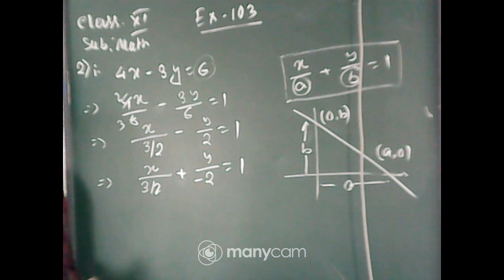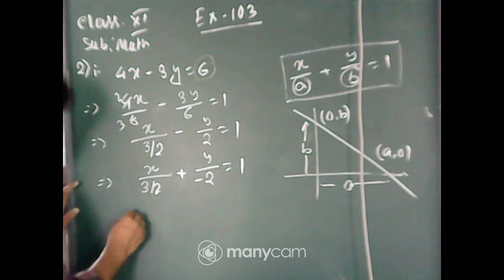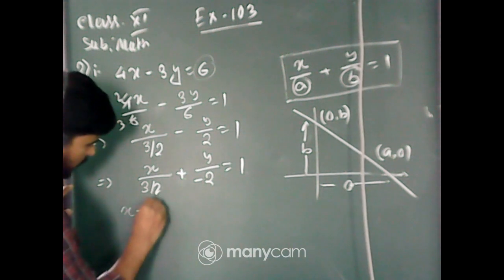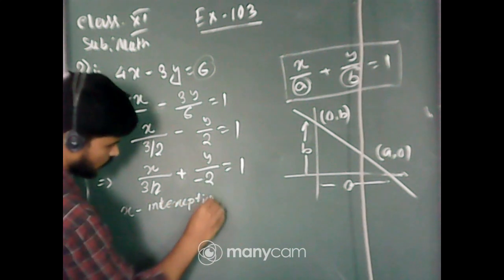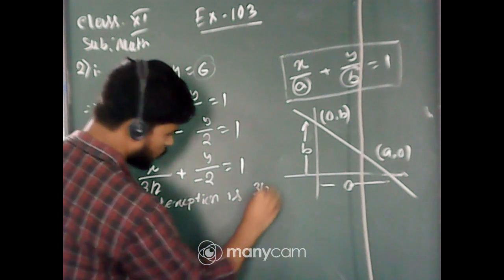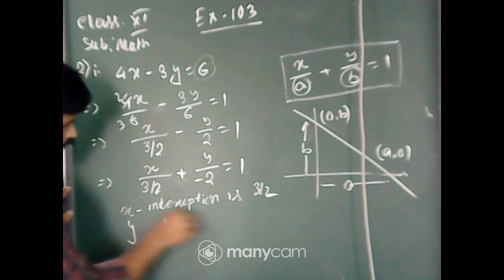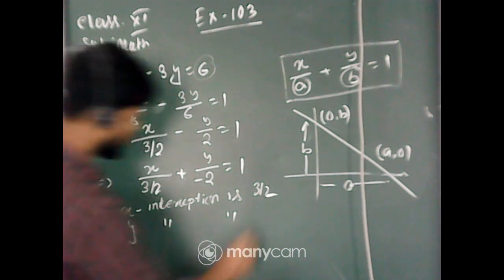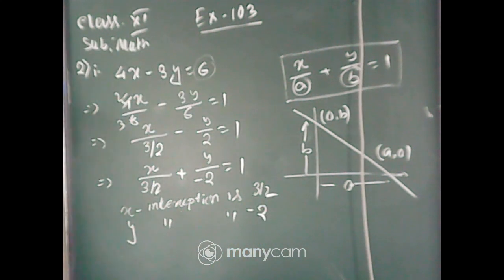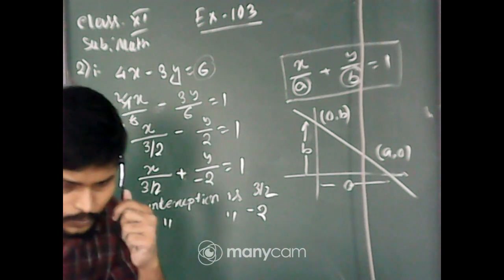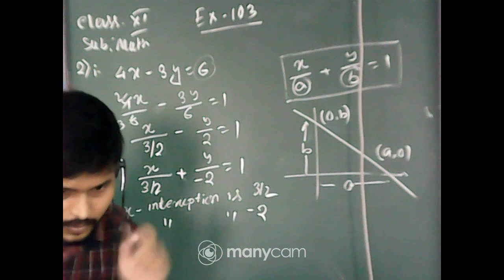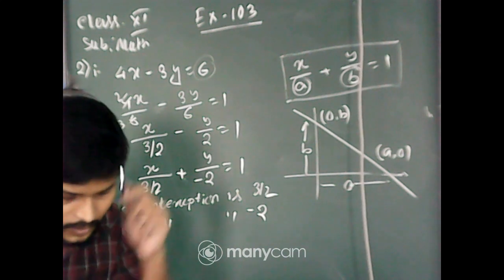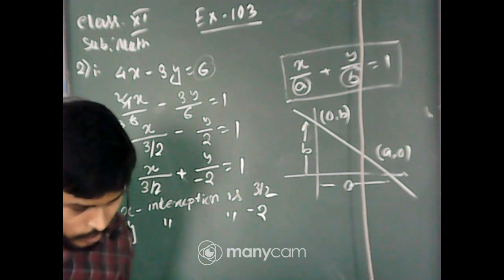Now from here, what is the x intercept? The x intercept is 3 by 2 and the y intercept is minus 2. Very good. Completed. Now tell me, have you understood? Yes, sir. Very good. Okay, now let's go to question number 3.